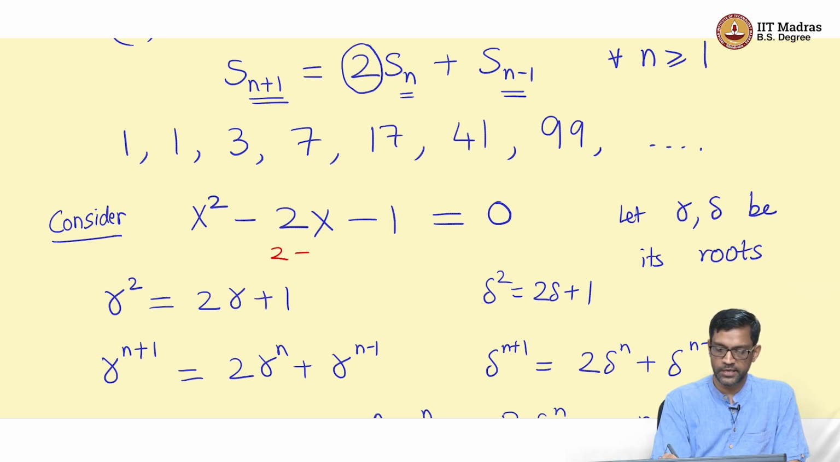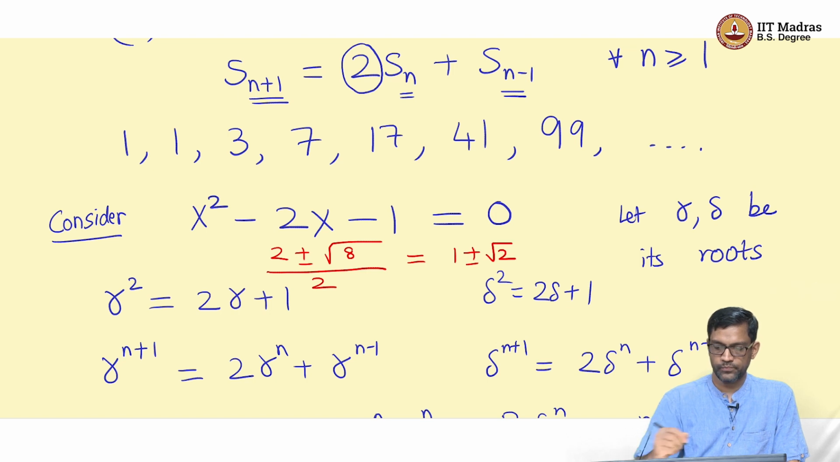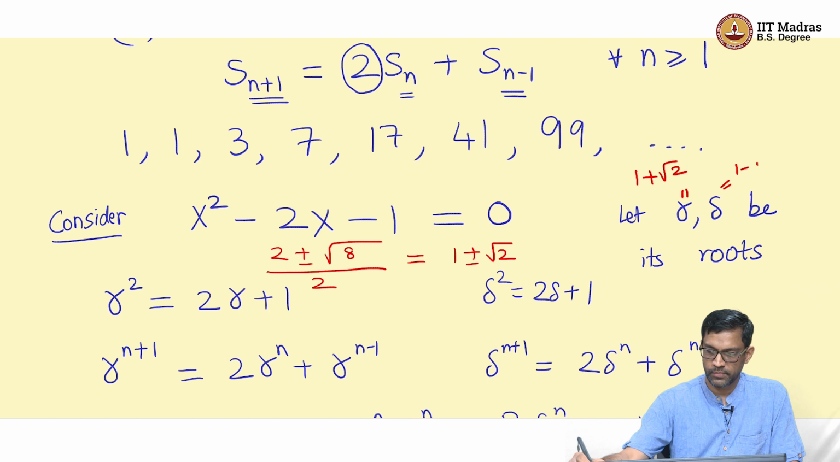So it's minus b plus or minus the square root of b squared minus 4ac. So b squared is 4, minus 4ac is 8, divided by 2. So that is 1 plus or minus square root 2. Okay, so here the two roots are 1 plus root 2 and 1 minus root 2. So let me call gamma as 1 plus root 2, delta is 1 minus root 2.